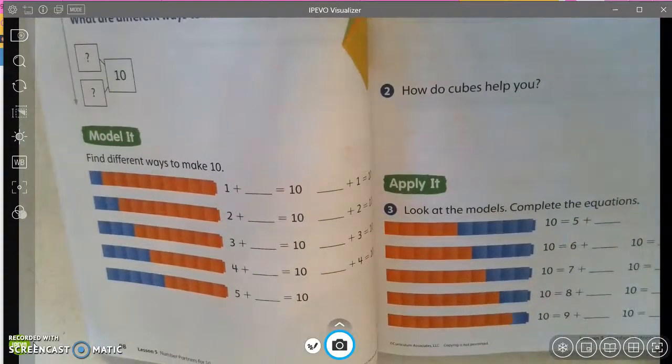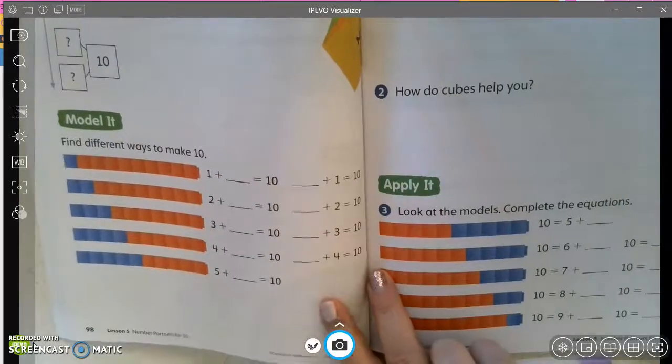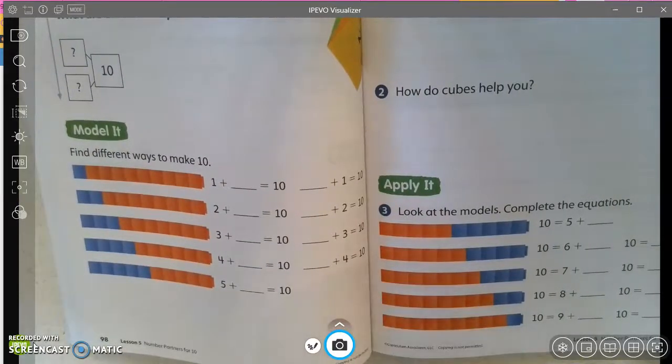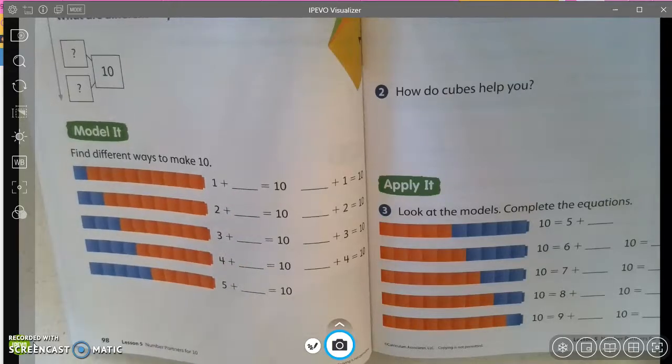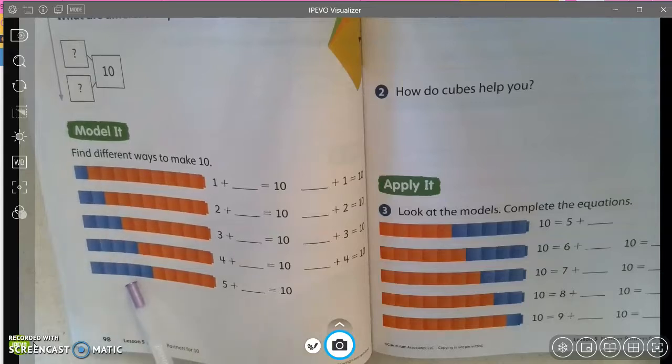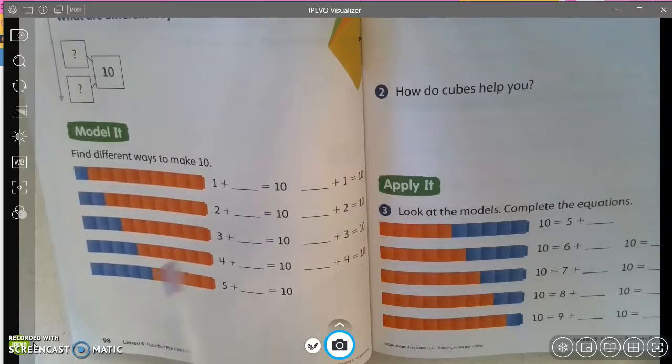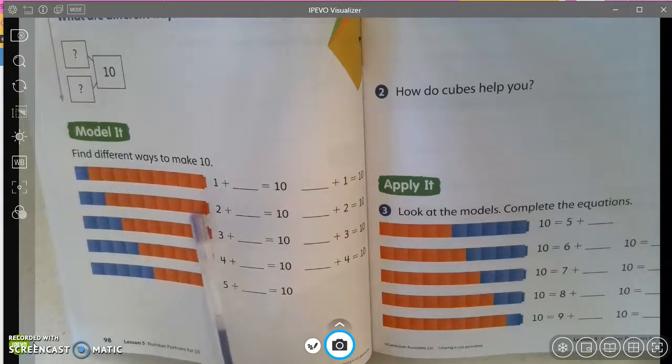We also have to remember that our facts, when we're adding, can go both directions. Okay, so we call those reverse facts. The number that they have already written down for us is the number of the blue blocks or cubes. And the missing number is how many are red.